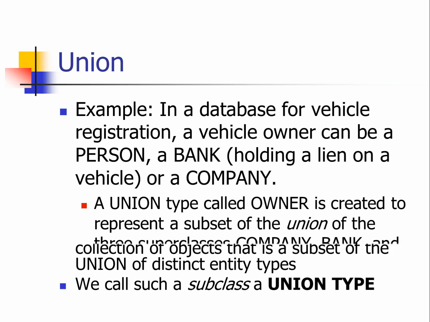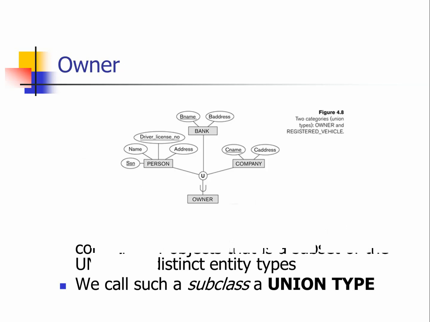And the owner is going to choose one of the superclasses to inherit attributes from. So how do we represent that? The answer lies in the union. A union type called owner is created to represent a subset of the union of the three superclasses. This is what it looks like. So let's dive into this figure.